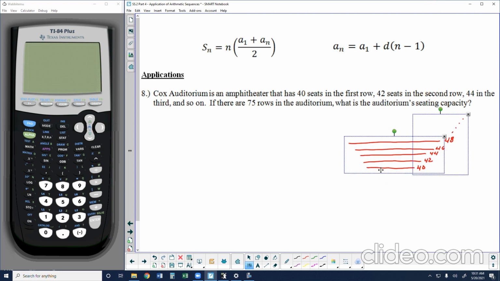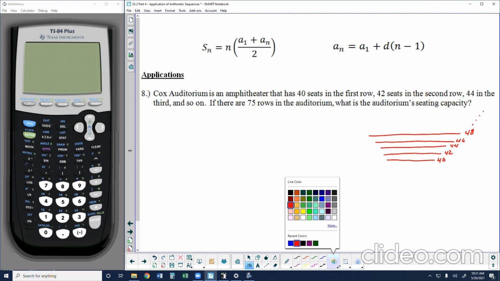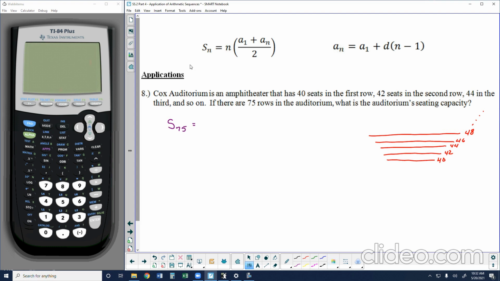So let me move this diagram over here a little bit so we have some space to work. What we want to find here is the partial sum, or the sum for the first 75 terms. So if I substitute into that formula, I'm going to need n, which is 75, the number of rows in this case. I'm going to need to know the number of seats in the first row, the first term, which is 40. And then I'm going to need to know the number of seats in the last row, the 75th row. And we'll take the average of those two and multiply that times 75.